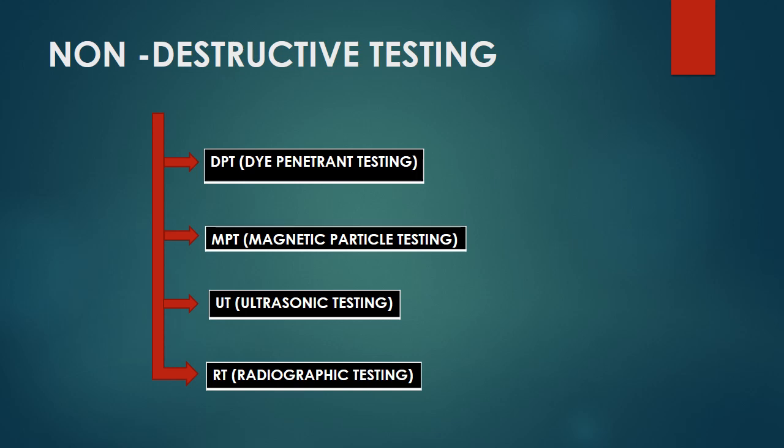Now coming to dye penetrant testing, by using this dye penetrant testing, we will get only surface opening defects. And magnetic particle testing, in this method we will get surface and near surface defects. And one more limitation is that this magnetic particle testing is applicable only for ferrous material.